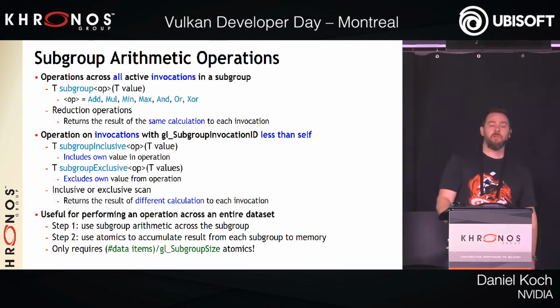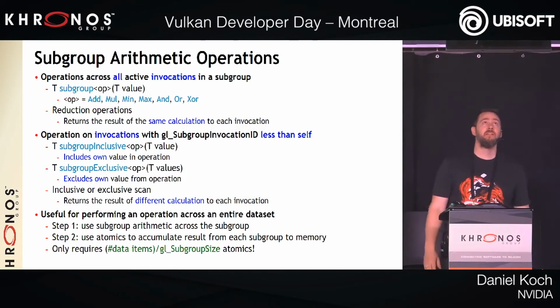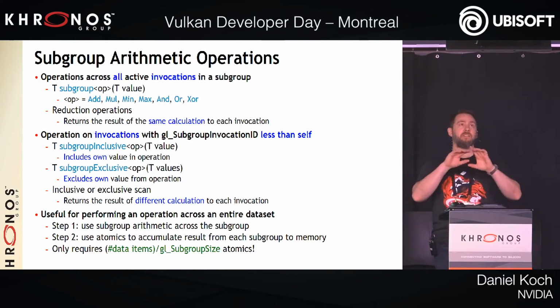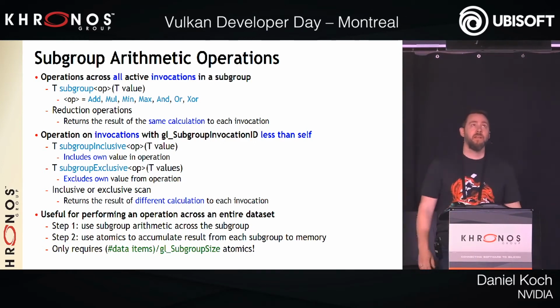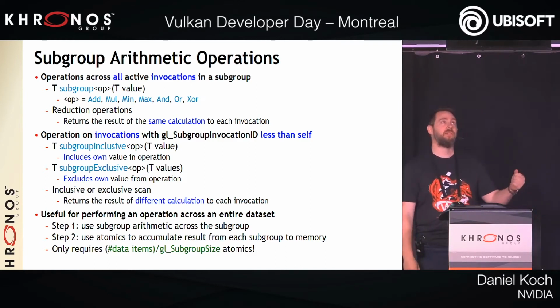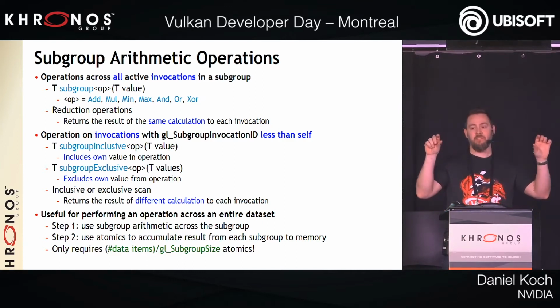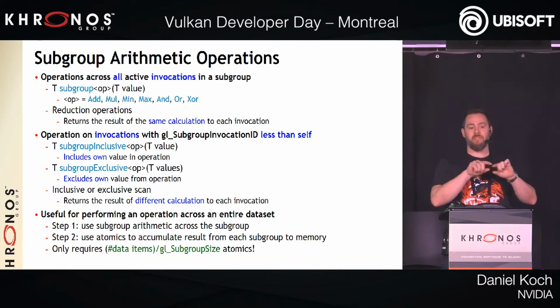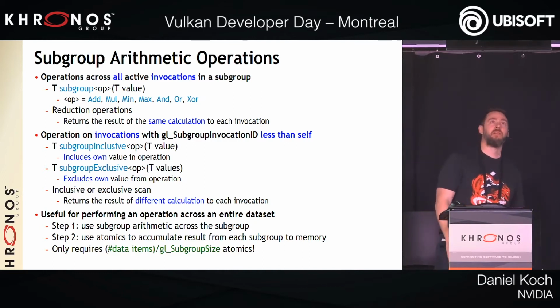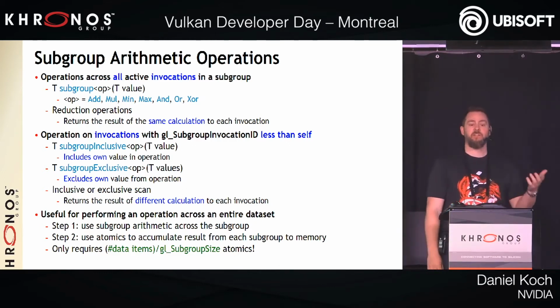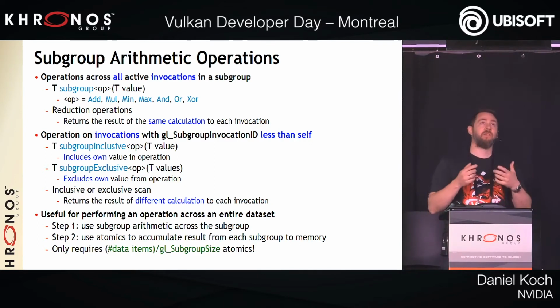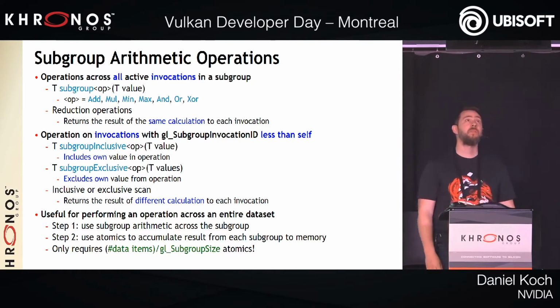Arithmetic operations. There's a number of these. Basically, these allow you to do an operation across all of the active invocations in a subgroup. The functions are subgroup op. The operations are add, mul, min, max, and, or, and XOR. So you do subgroup add. It basically adds all the active invocations in a subgroup and broadcasts the result to all the invocations that participated in that. This is usually referred to as a reduction operation, and as I noted, it returns the result of the same calculation to every invocation that participated.